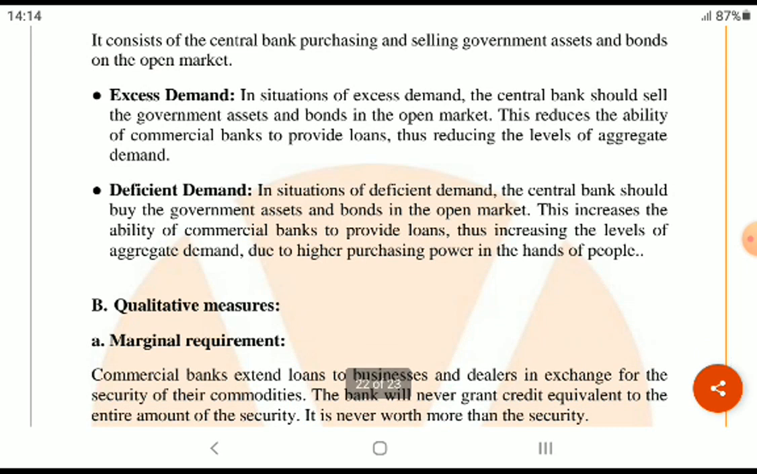Excess demand: in this situation, the central bank should sell government assets and bonds in the open market. This reduces the ability of commercial banks to provide loans. Deficient demand: in a situation of deficient demand, the central bank should buy government assets and bonds in the open market. This increases the ability of commercial banks to provide more loans.